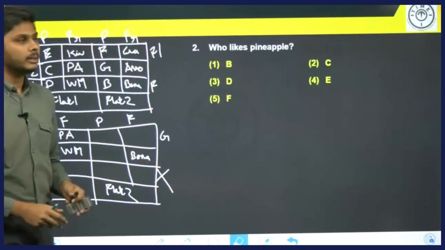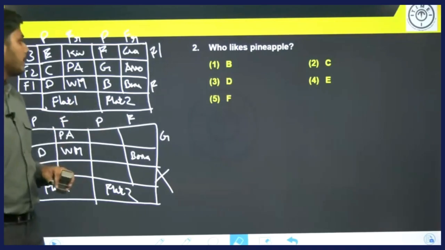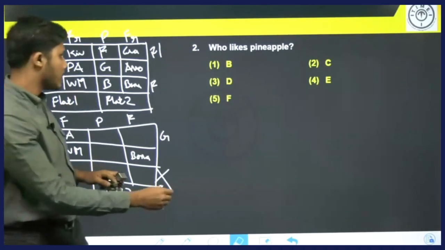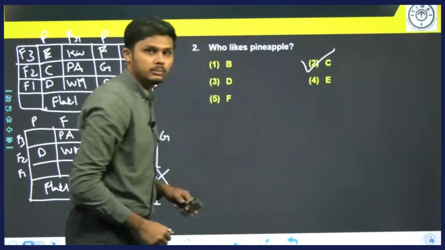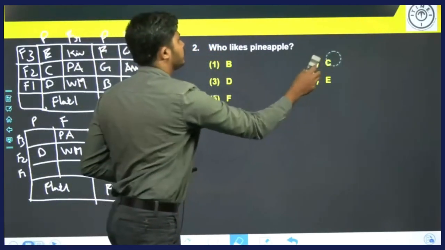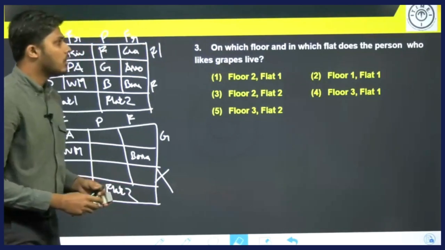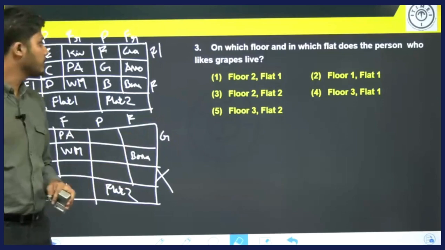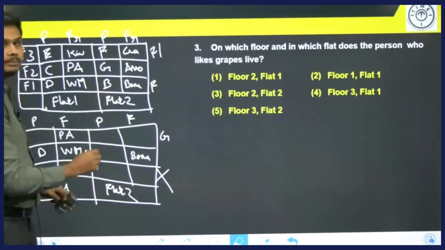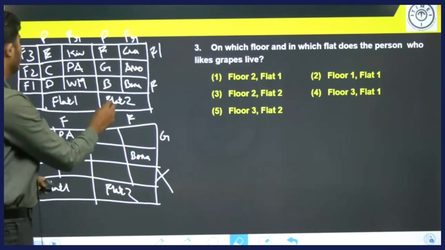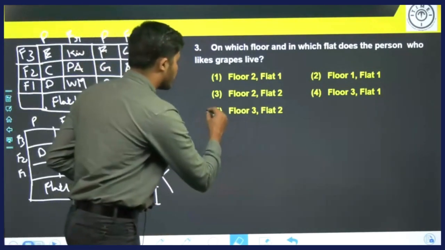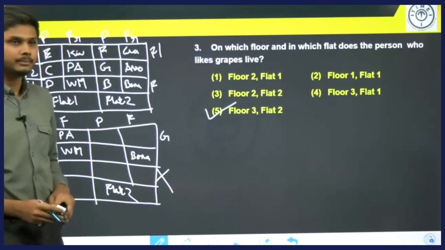Moving on to the next question. Second, who likes pineapple? We know that C likes pineapple. This is option 2. The next question: on which floor and in which flat does the person who likes grapes live? We know that F likes grape and F lives in flat 2 and on floor 3. So floor 3 and flat 2, which is option 5. So this is the right option.